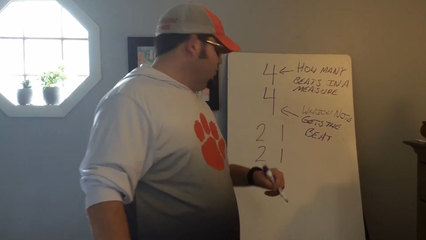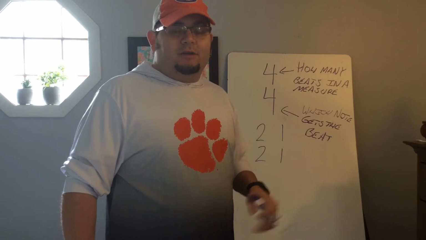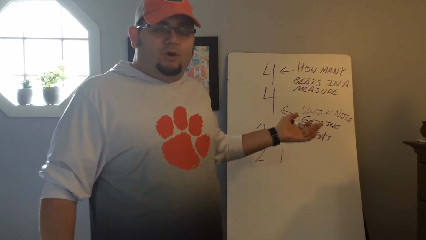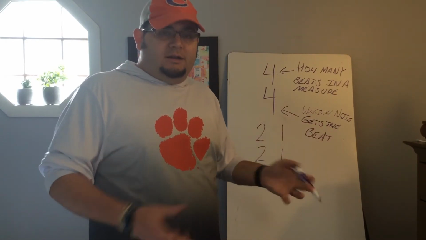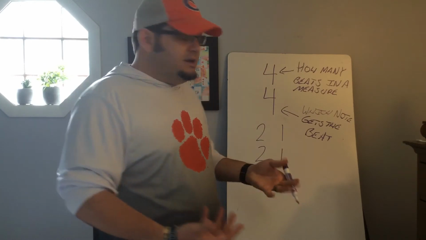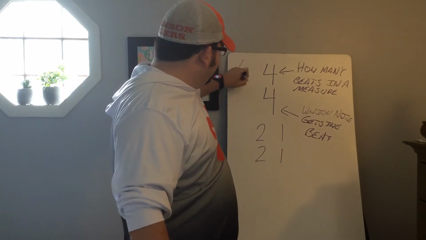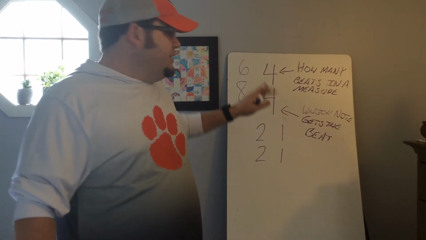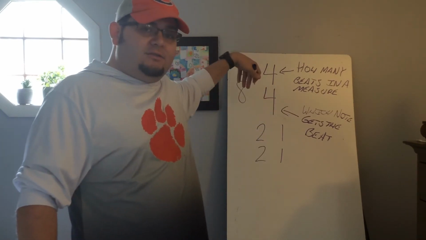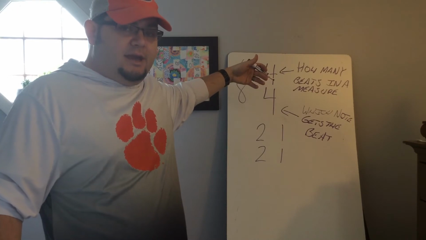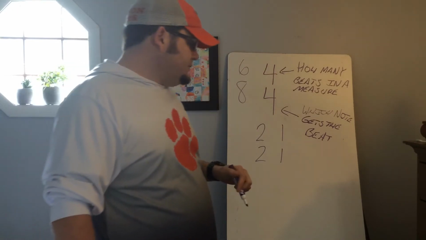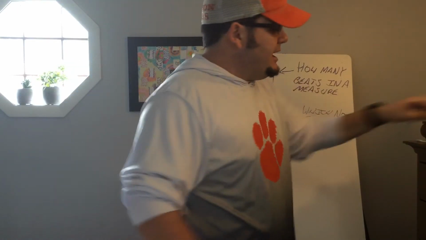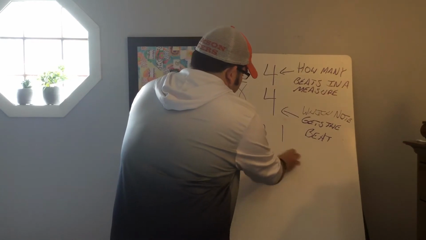Something 1/1. Cover up the top number if you don't have to, but 1/1. Well, that's 1. That's a whole. A whole note gets a beat. 6/8, for instance. Cover up the top number, an eighth. An eighth note gets the beat. Okay? Easy enough. Now, there's two things that we have to realize about this too.